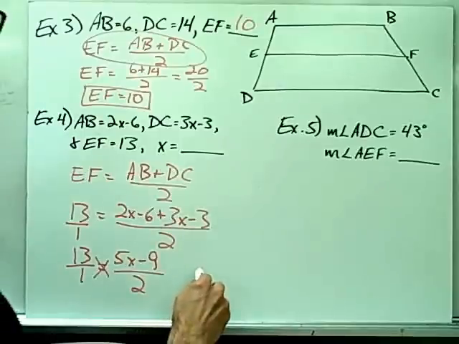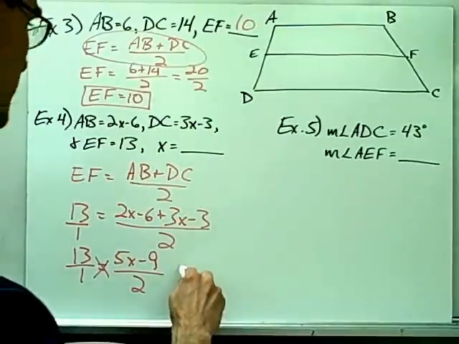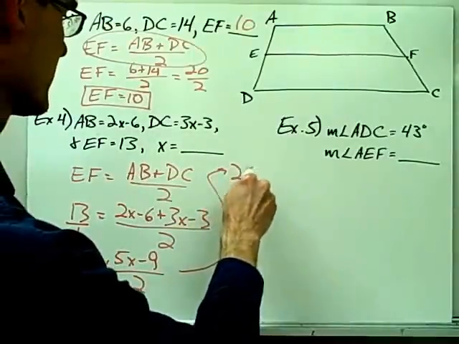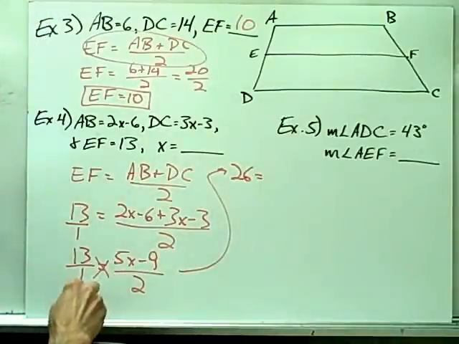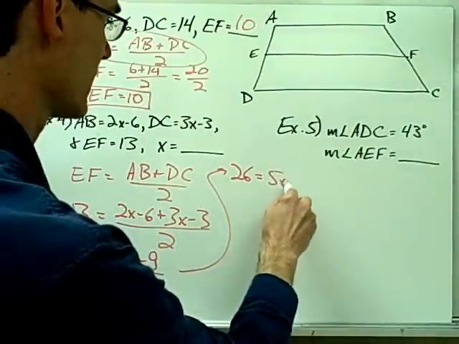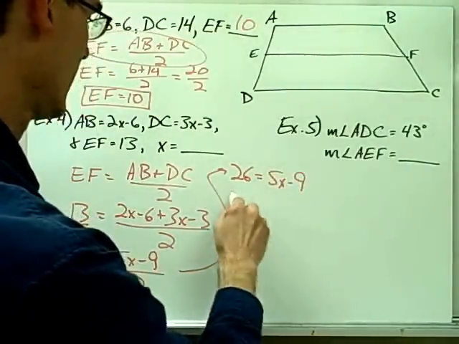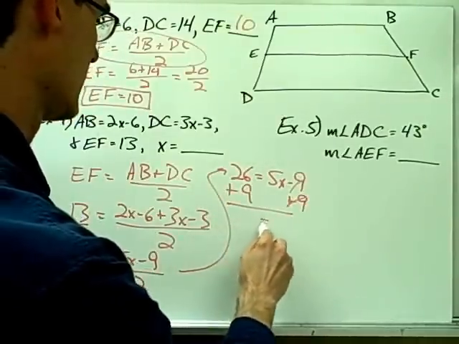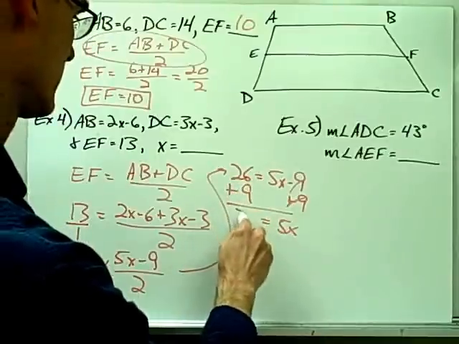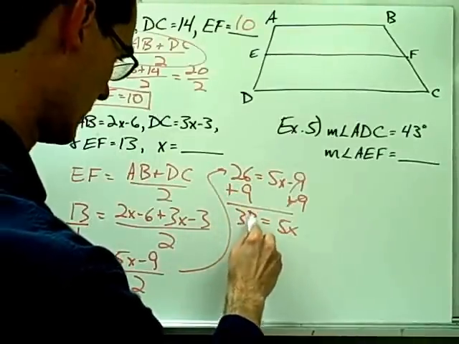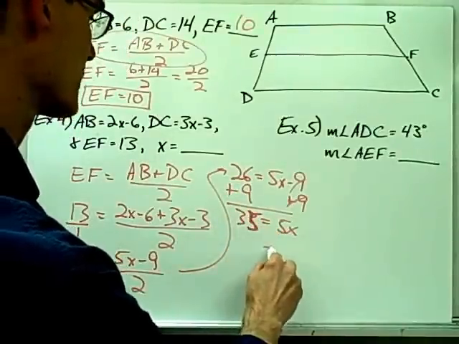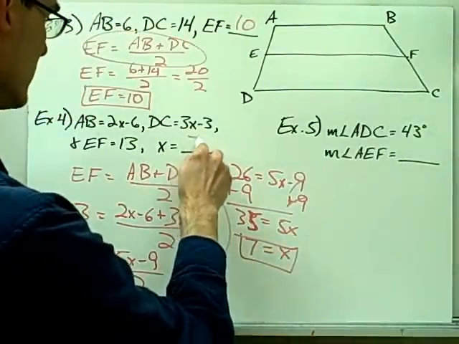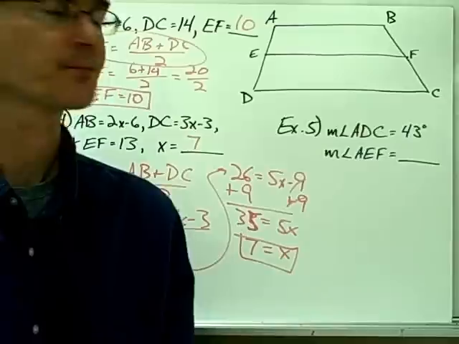I can cross multiply here, and that will give me, let's see, 2 times 13 is 26, and 5x minus 9 times 1 is 5x minus 9. And let me see, I'll add 9 to both sides, and I get 5x is 35. Divide both sides by 5, and I get x equals 7. And that's what I was trying to find.